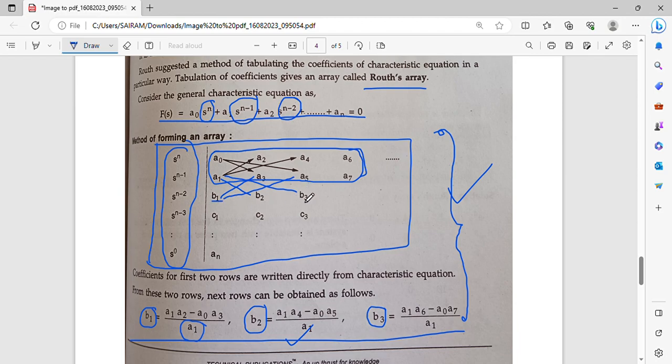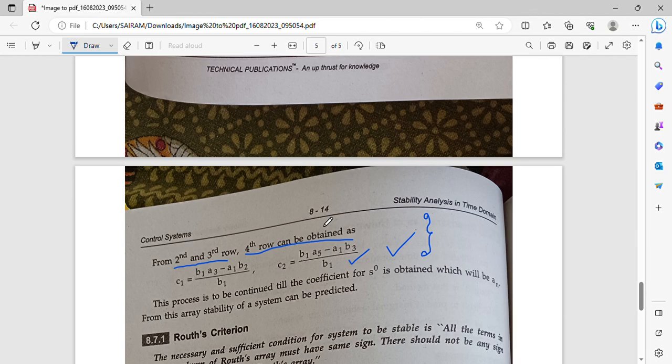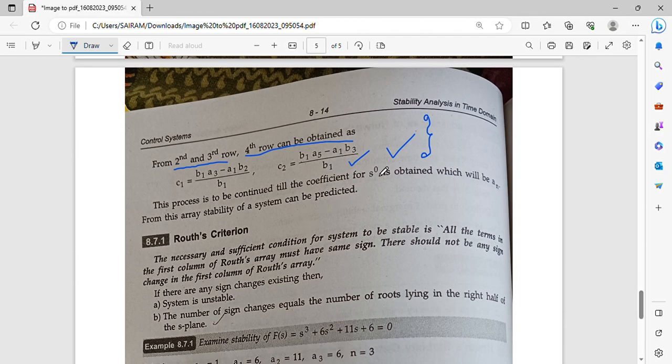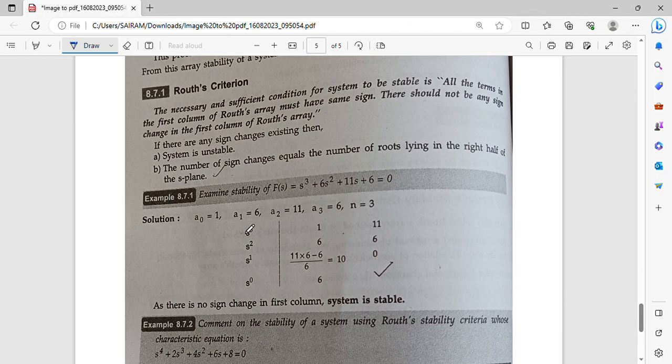Then you obtain the third row b1, b2, b3 from the second row. So from the first two rows you obtain the third row, and the resultant is say b1, b2, b3. Then how do you find c1 and c2? From the third row you find out the fourth row. That is, from the second row and third row you find out the fourth row, right? This process is continued till the coefficient of s to the power of 0 is obtained, which will be a to the power of n. So you continue until a to the power of n comes, right? Yeah. So now Routh's criterion. So that's all for the last part, I will teach these two now.